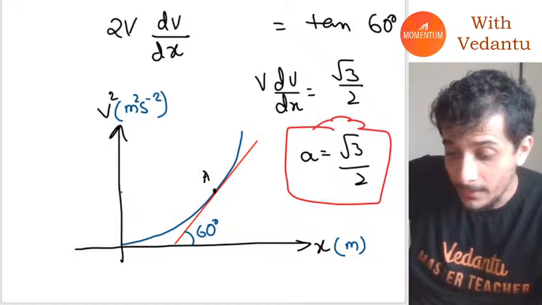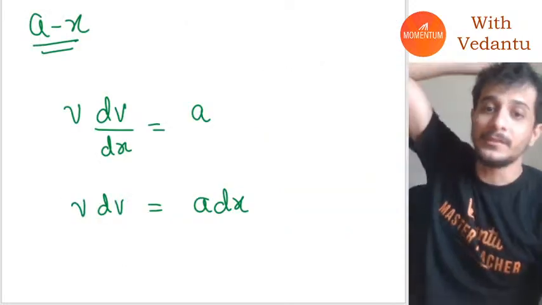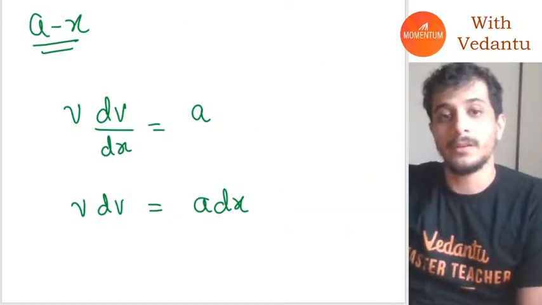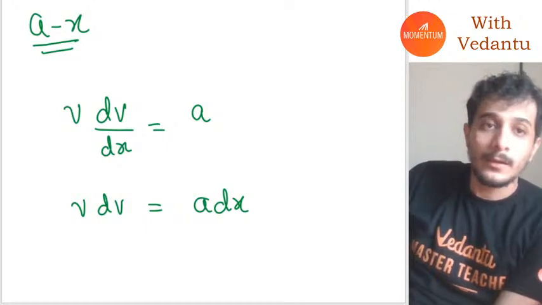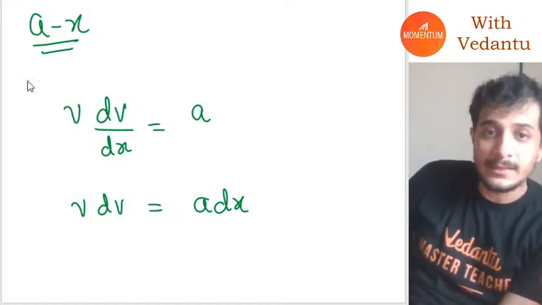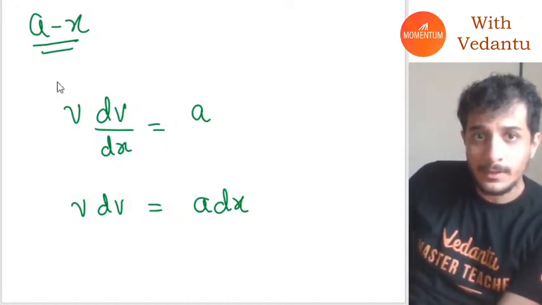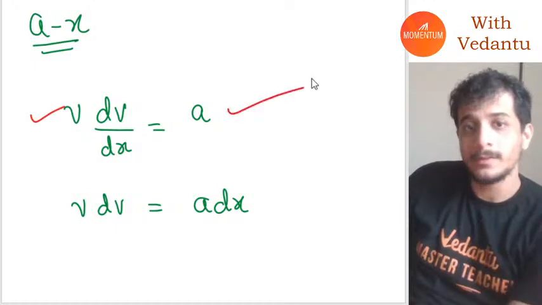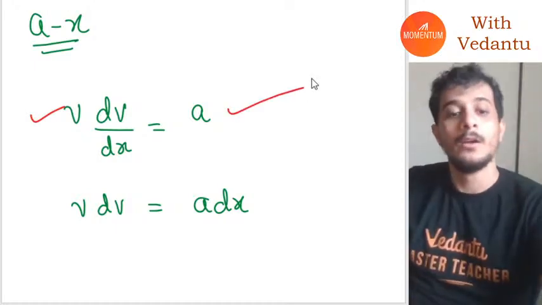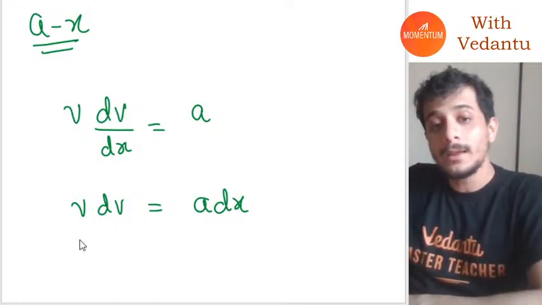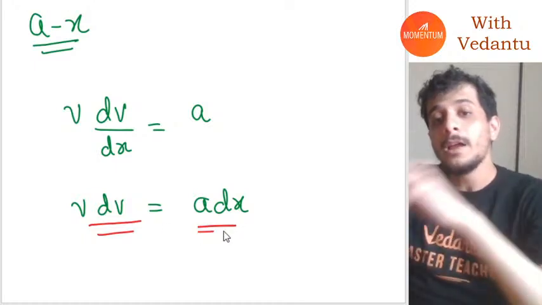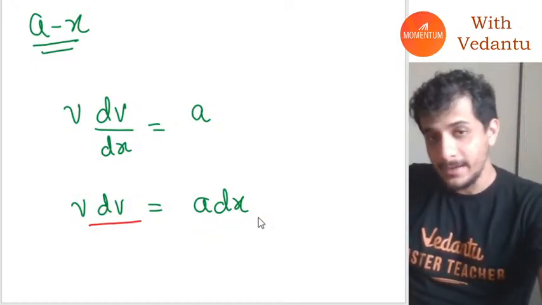Okay. All right. Next is the graph of A versus X. Now, guys, you have to again remember that v dv by dx is equal to a. I think everybody so far remembers this. All these advanced level graphs are based on this equation. If I cross multiply, what I get is v dv is equal to a dx.